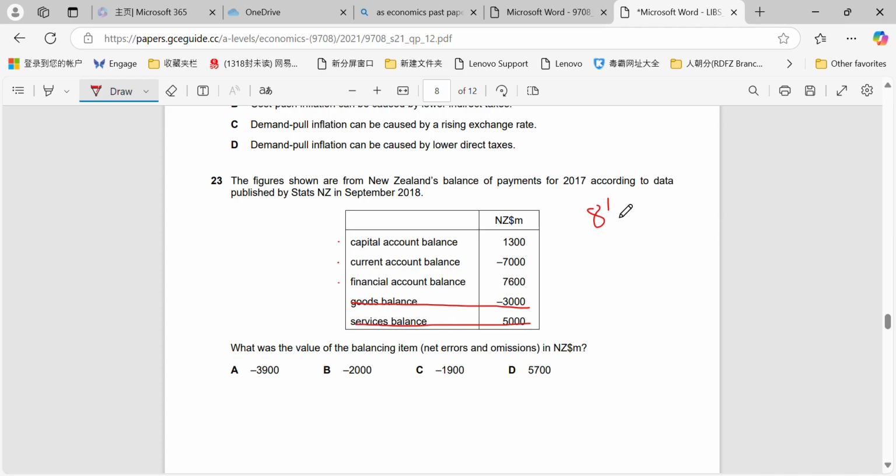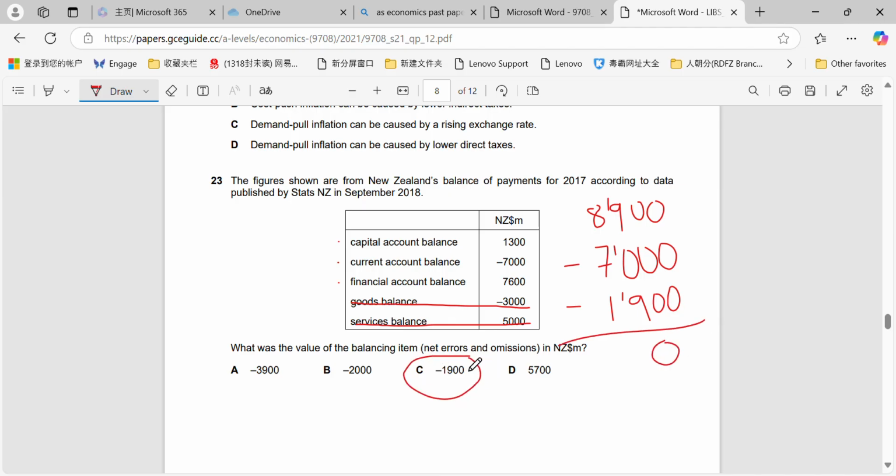So the capital account and financial account together would be 8,900. Our current account is 7,000 minus 7,000. So in order to get that into zero, we would need to have 1,900 negative, and then that would allow the accounts to balance. So the balancing item would have to be the difference between the current account and the capital and financial account added together to bring us into zero.